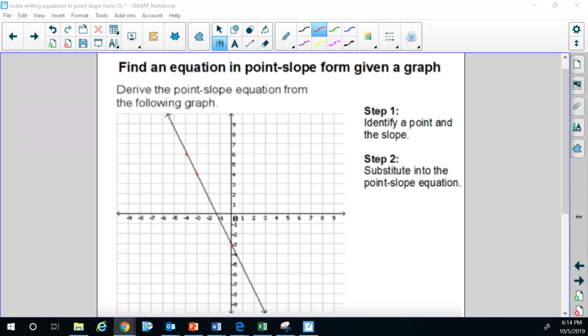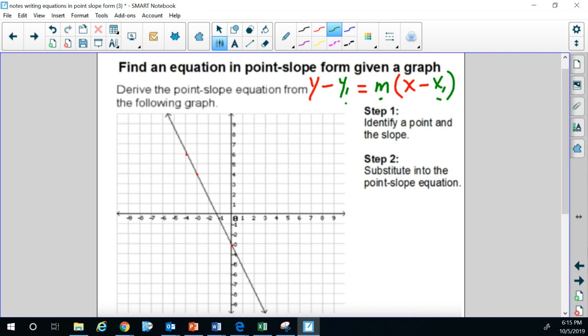So point slope form is y minus y1 equals the slope, open parentheses, x minus x1, close parentheses. Okay, so you need two pieces of information. You need the slope and you need a point, a coordinate, x and y.